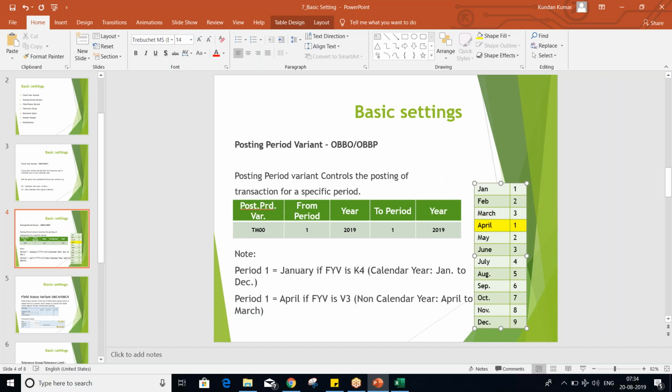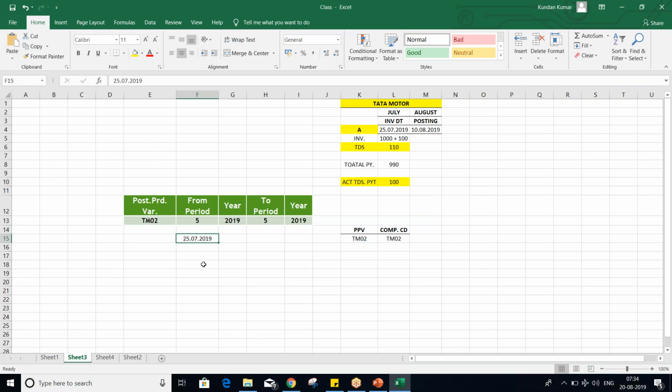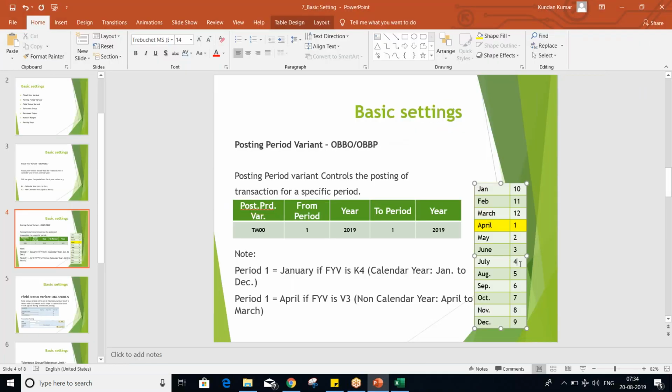And here it will be 9, then 10th, 11th, 12th. This is what it will be. So easily the system is going to convert 07 to July. July is which period? Fourth period. Since the transaction is getting posted on this date, 07 means July, and July is the fourth period as per the fiscal year variant we have defined.